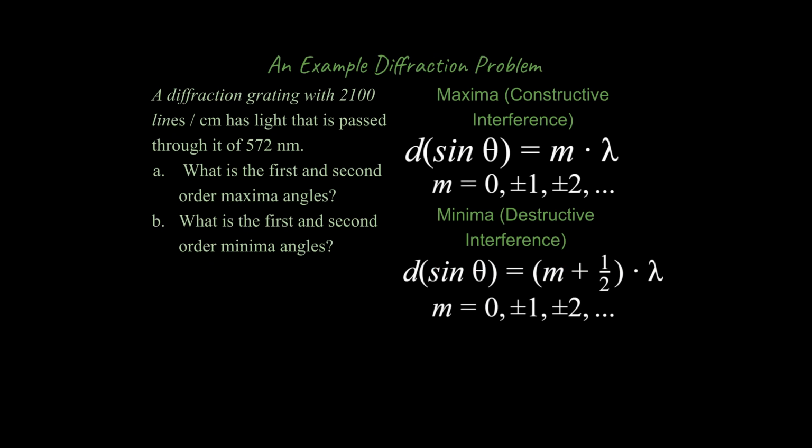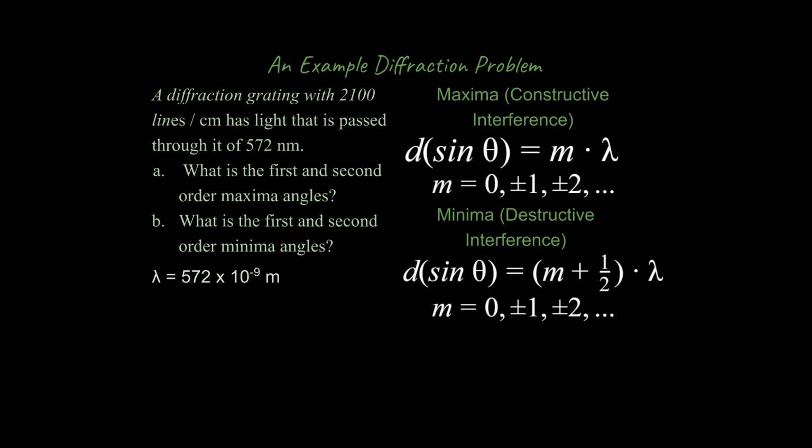All right, so let's look at an example problem. It says a diffraction grating with 2,100 lines per centimeter has light that has passed through it of 572 nanometers. What are the first and second order maxima angles? What are the first and second order minima angles? All right, the first thing we can write down is this given value in nanometers. And nano means times 10 to the negative ninth. So we're talking about stuff that's very, very, very small.